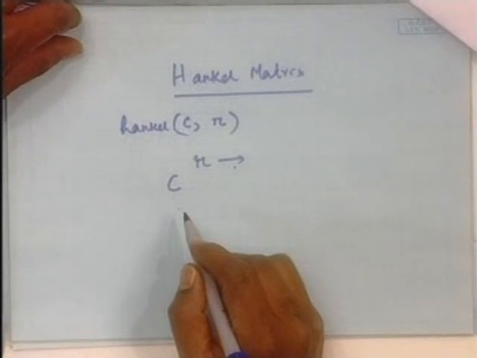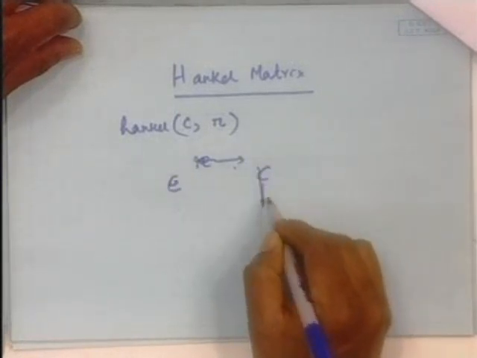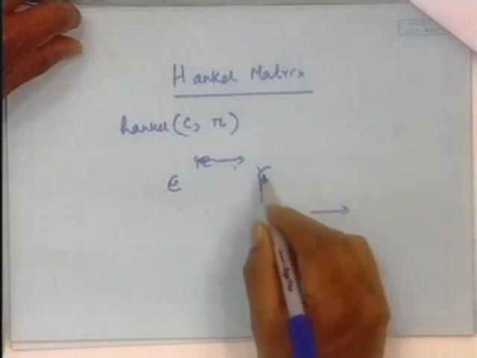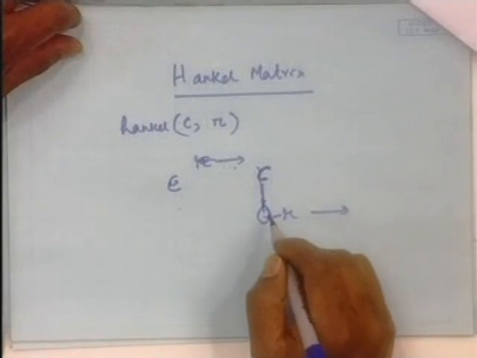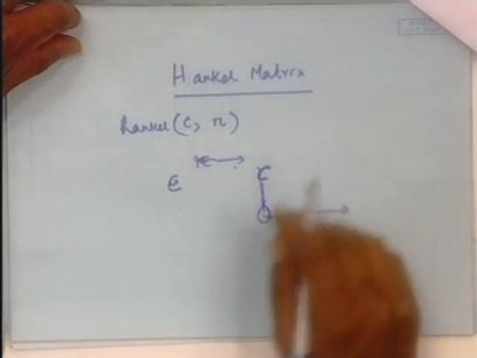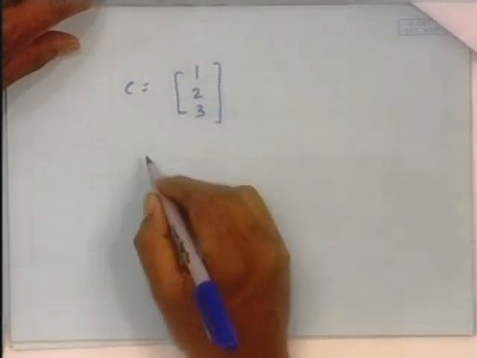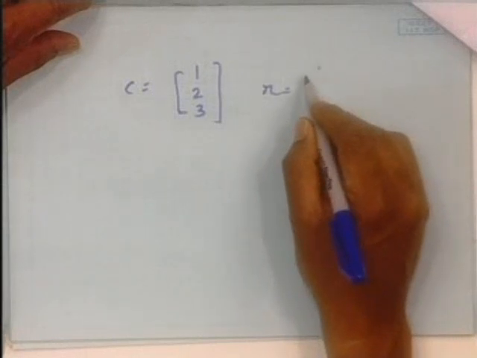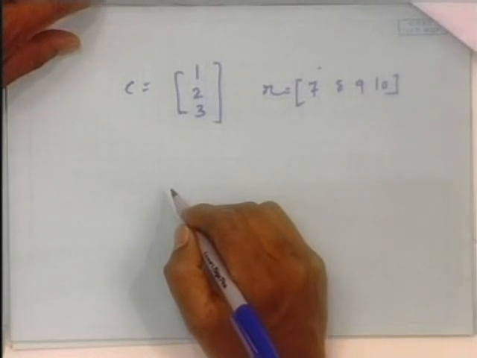Whose first column will be C and last row will be R, the last row. Then you must be thinking that the last value of C and the first value of R should match. If they do not match, then the last element of C will prevail. For example, suppose I have vectors like this. Let us say C is equal to 1, 2, 3, and R is equal to say row vector 7, 8, 9, 10. Let us say.